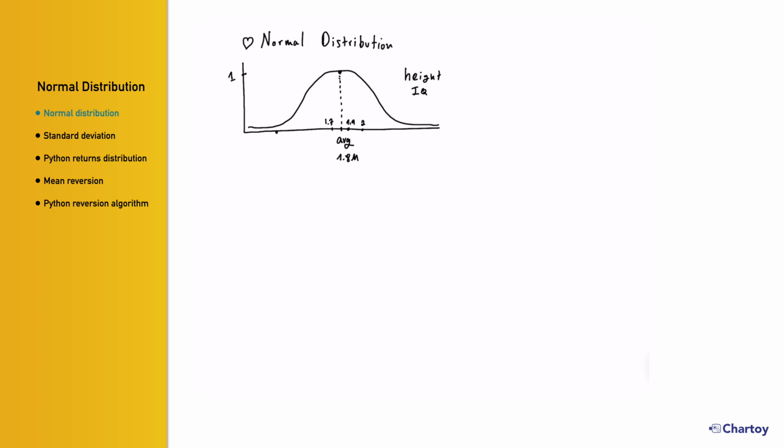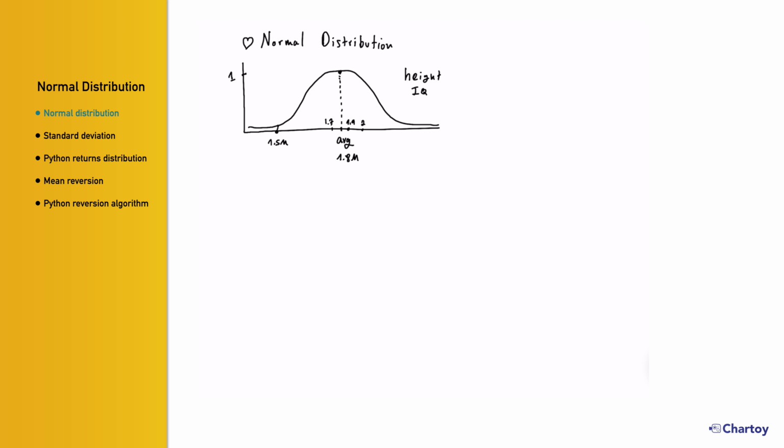But we are also going to have some results that are far from the center, like this one, 1.5 meters. But as you can see on the curve, we have much less density on the edges, so we are less likely to have results there. One important aspect of this bell curve is the standard deviation.